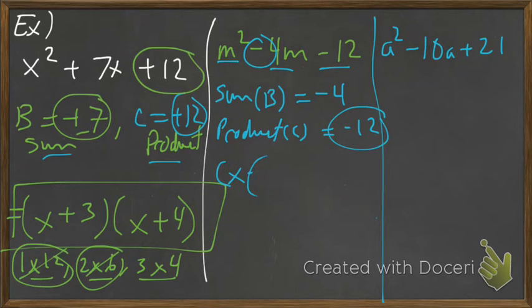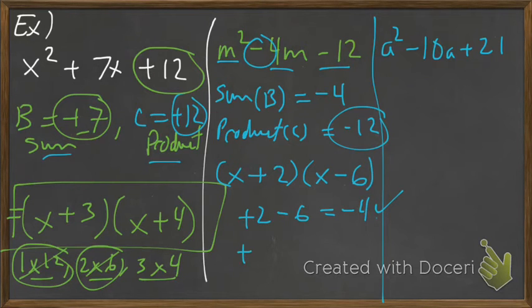Let me erase that. I still think it is 2 and 6, though. So let's try positive 2 and negative 6. So plus 2 minus 6 equals negative 4. That's okay. And if I multiply positive 2 multiplied by negative 6, that gives me negative 12. That works. We're good.